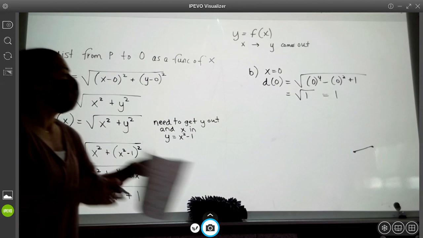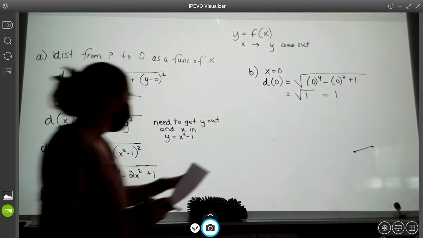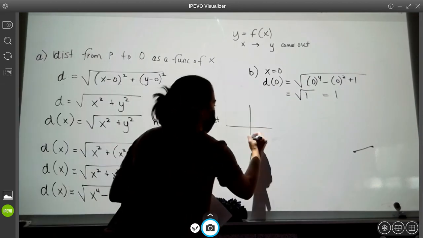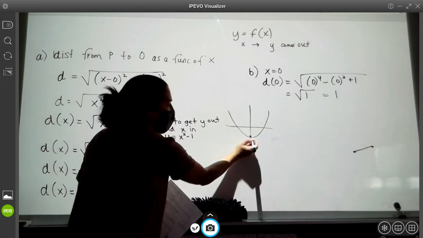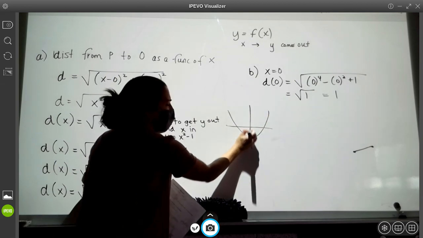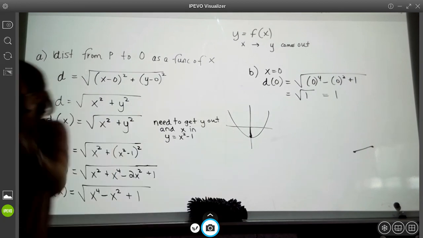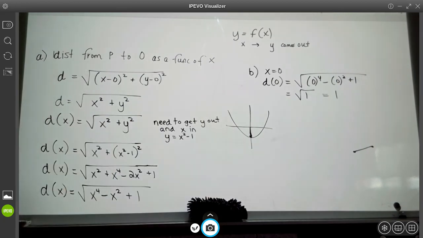Which, guys, it makes sense. If you think about it, when x is 0, that's 0 squared minus 1. That's the point 0, negative 1. So think about it. When x is 0, how far away from the origin should you be? 1 unit. So it makes sense. The formula we wrote works.